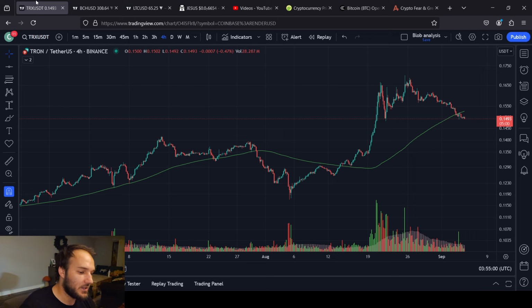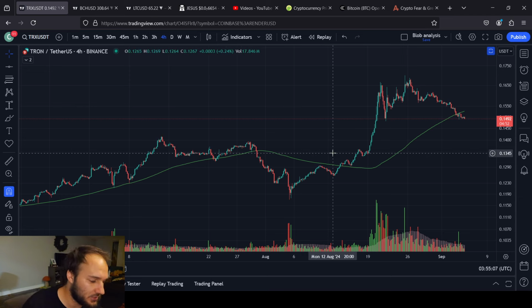Anyways, guys, I'm going to end it here. The reason I used TRX is just because it was the last coin that I talked about, right? And I thought that it was a good little template to describe what I was going over.